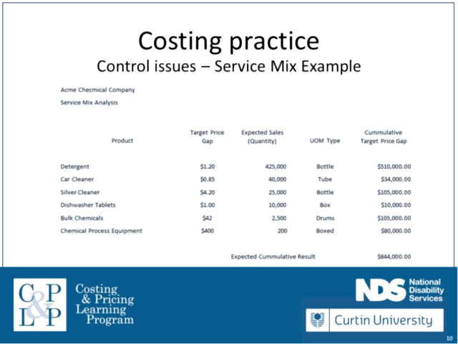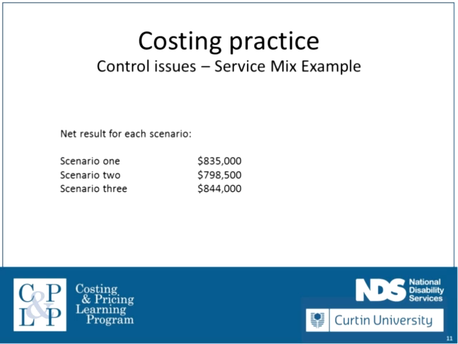Let's have a look at that exercise overall. As you can see, the net result for each scenario was very different, with scenario 3 being, if you like, an optimal service mix or product mix for this particular company. When you look at that scenario 3, $844,000 being the proposed target price gap, the cumulative proposed target price gap, it is a more attractive gap than scenario 1 or 2 because we've got the right order of emphasis, if you like, on the products that we deliver.